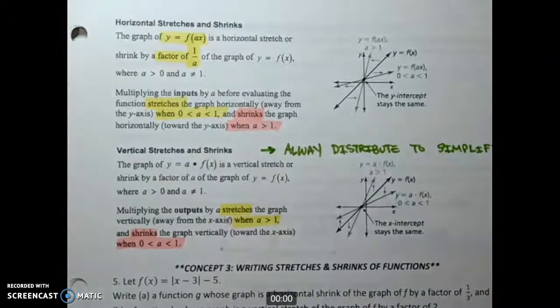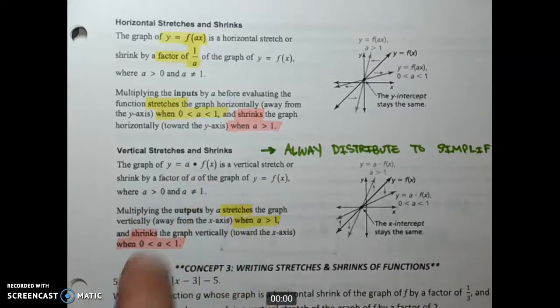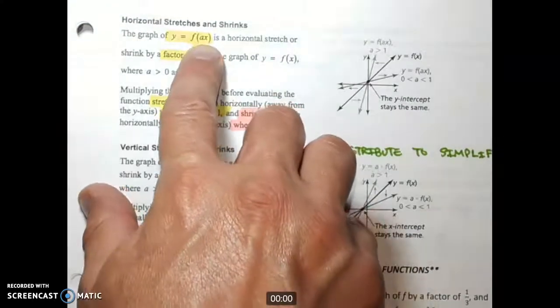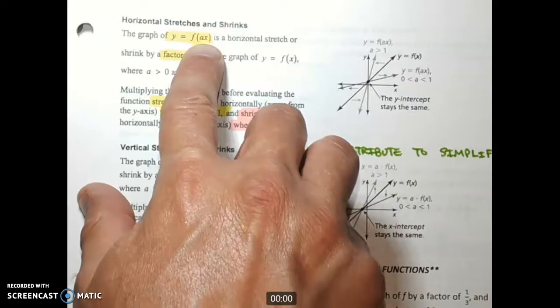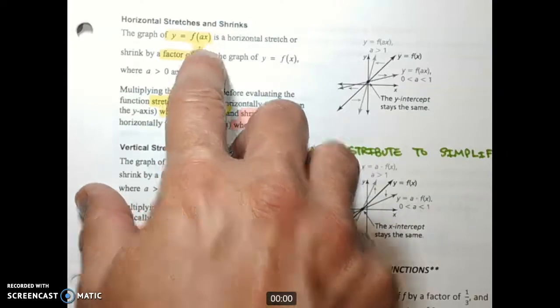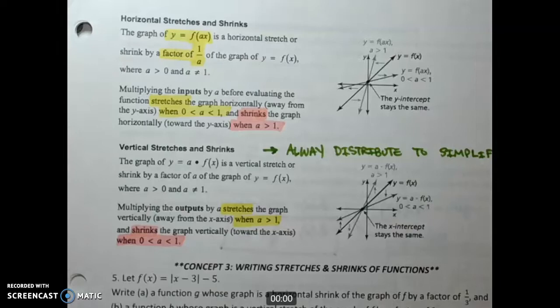y equals f of a times x. What I want you to notice is, again, horizontal is in the grouping system, or in the grouping parentheses right here. But this time, the a comes before the x. It's a times x, as opposed to when we did the horizontal shift right or left, it came after the x.